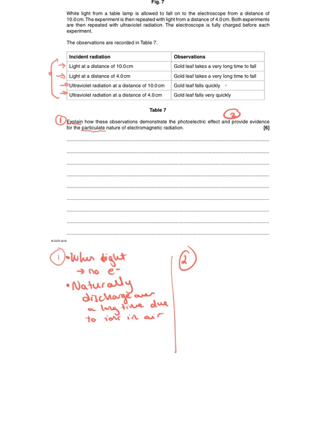So I know that that's the reason why having light at 10 centimeters or light at 4 centimeters gives me the same observation. It's because light does not cause the photoelectric effect. And the only reason that the gold leaf naturally falls down is because of the electrons naturally discharging over time.